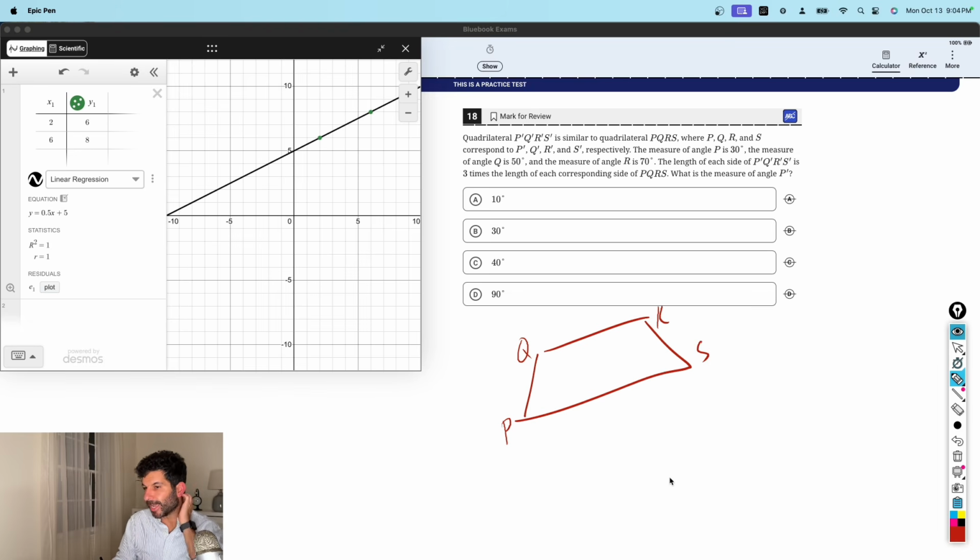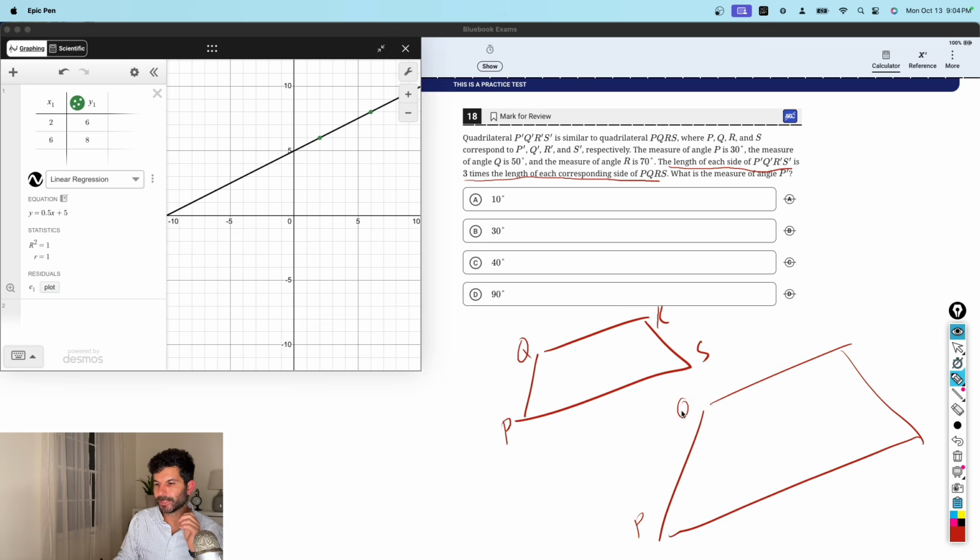And you're looking at the length of this P prime QRS is 3 times. So you're looking at basically a dilation, okay? It got enlarged by a scale factor of 3, okay? Now, it says P is 30 and Q is 50 and R is 70, and it wants to know what is the measure of angle P prime.